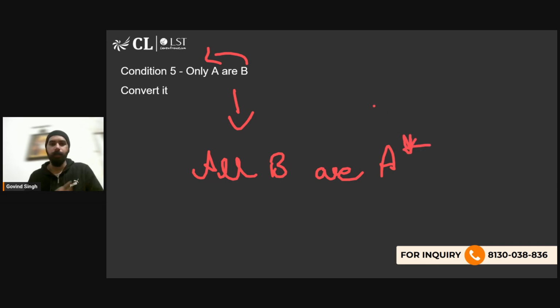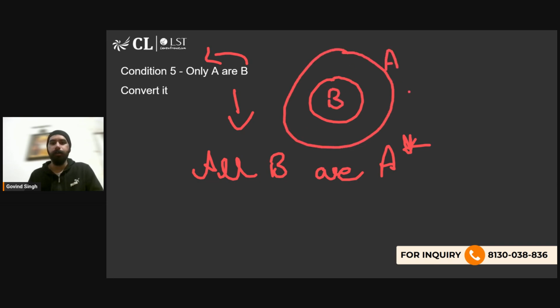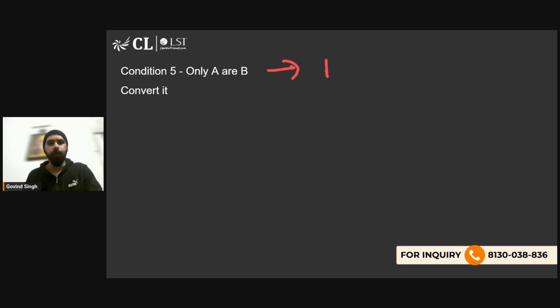So आप इस पे एक star लगा लो. ठीक है, वो condition क्या है मैं आपको बताऊंगा, but इसका diagram ऐसे बन जाएगा कि पहले आपने B बनाया और B के around आपने A बना दिया, because all B are A. But there is a condition. We'll talk about the condition. But let's first understand कि only A और B convert होके all B और A कैसे बन गया. इसके लिए हम एक example देखेंगे.